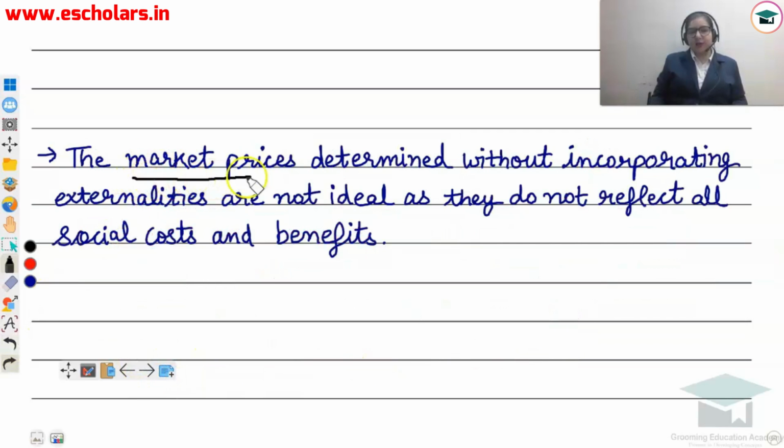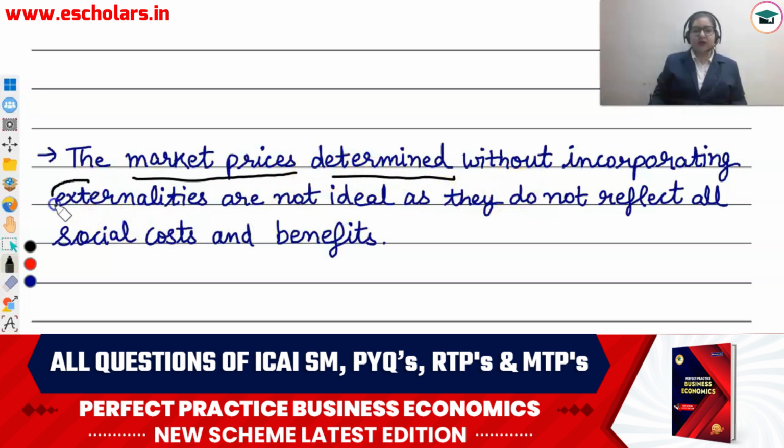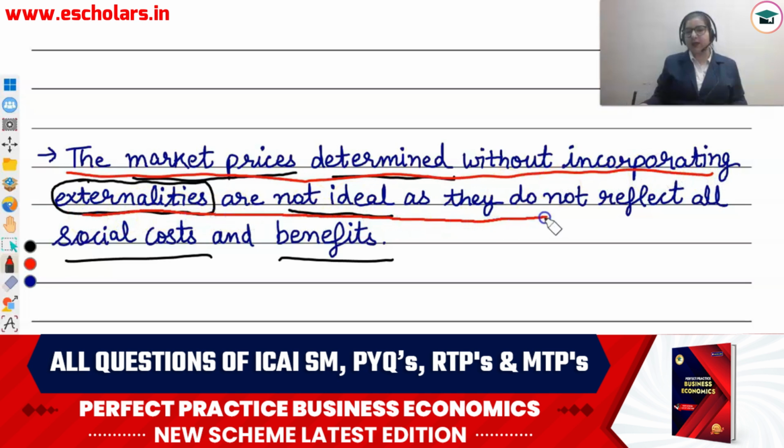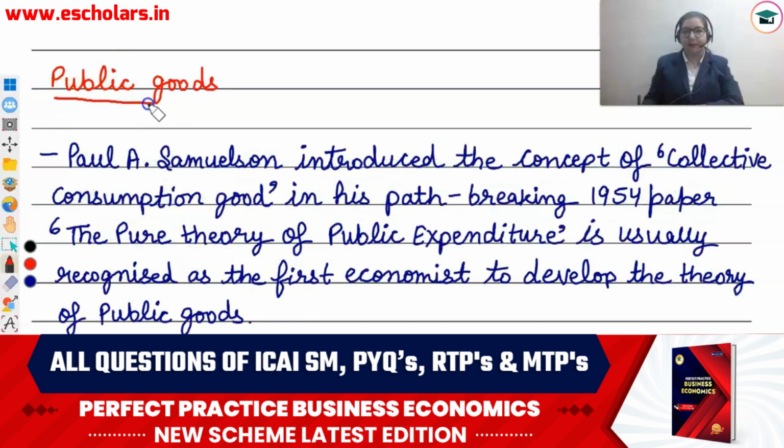And students, the market prices which are determined without considering the effects of the externalities, or you can say without considering the social cost and benefits, are not the ideal market prices, because these will lead to either the underproduction or the overproduction of the products. So let's recall it. The market prices determined without incorporating externalities are not ideal, as they do not reflect all social cost and benefits. Next, public goods.